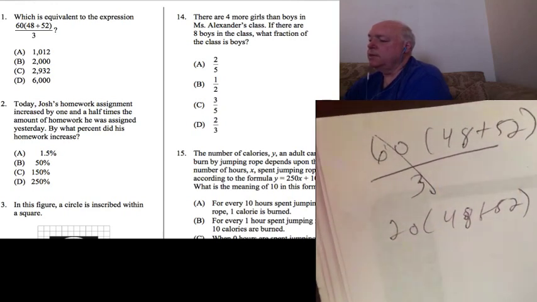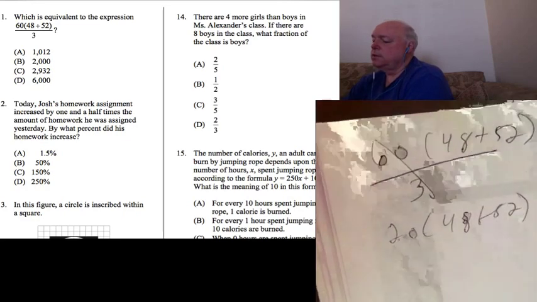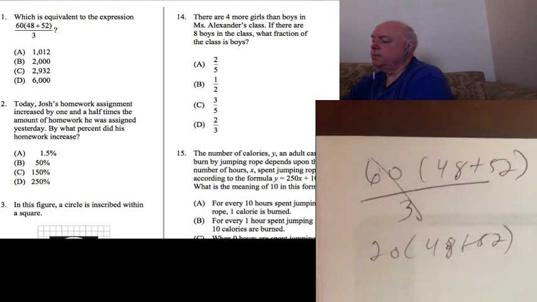Again, I would flip it just to be sure, even on something as simple as this. 8 plus 2 is 10, and we get 100. So we had 20 times 100. So we get 2,000.